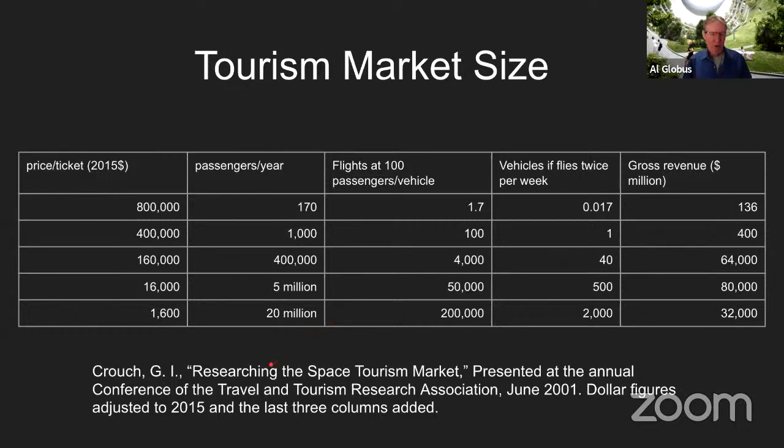So there have been some studies of the market. Crouch did a study researching the space tourism market, and this is what we found: if your ticket costs $800,000, you would expect about 170 passengers per year. Now, if we could get the price down to $100,000 per flight, which may be possible with the Starship, that would put it somewhere between 400,000 passengers and 5 million a year. That's exactly what we need. Hundreds of thousands, millions of people wanting to go into space, and that will get us the flight rate that we need.